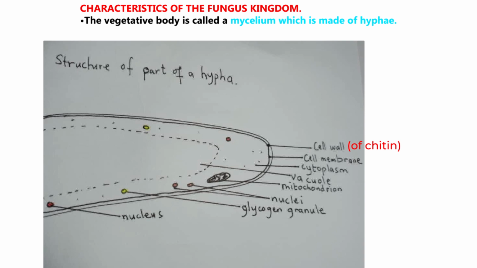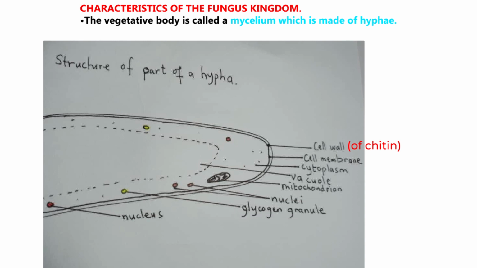Let us look at the structure of a hypha. The hypha is just a cell and has a cell wall made up of chitin. The cell wall is not cellulose, it is chitin, so it's a carbohydrate. And it has a cell membrane because it's a cell. It has cytoplasm and usually large vacuoles. It has mitochondria and all the cell organelles. And then it has plenty of nuclei. So you see, one nucleus, so nuclei. And they also have glycogen granules.